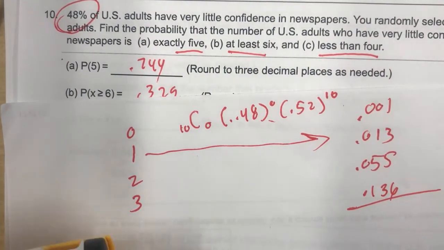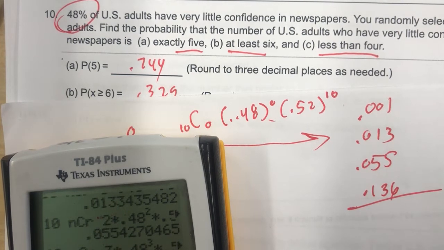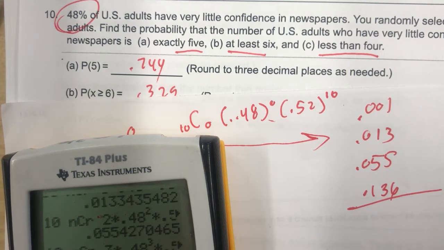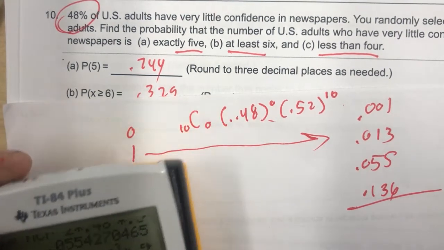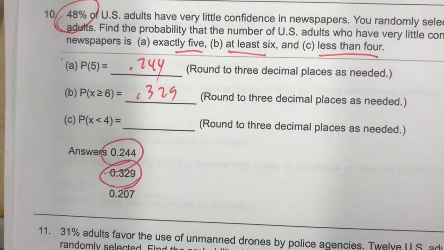And I add those up. All right, so 0.001 plus 0.013 plus 0.055 plus 0.136. I think I hit a negative instead of a decimal here. Okay, 0.205. 0.205, and oh, that says 207.